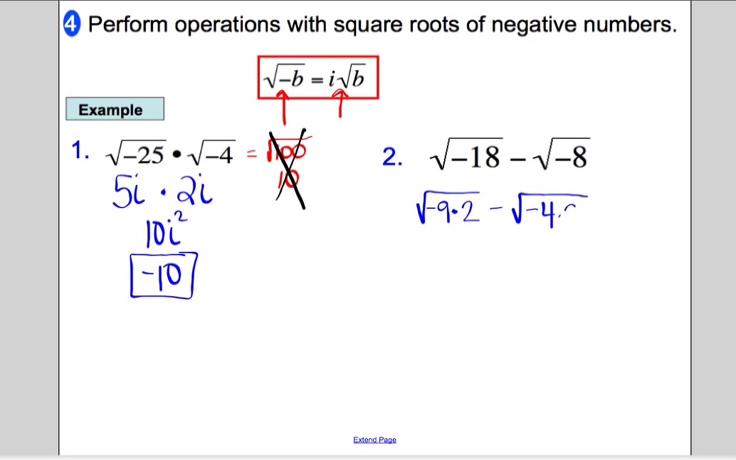Now, if I look at the first piece, the square root of negative 9 is 3i, but I still have that root 2 underneath. The square root of negative 4 is 2i, and again, the root 2. Now that I have common radicals, I can just go ahead and look at the pieces in front. I have 3i minus 2i, and that just turns into 1i. So the final answer would be i times the square root of 2.